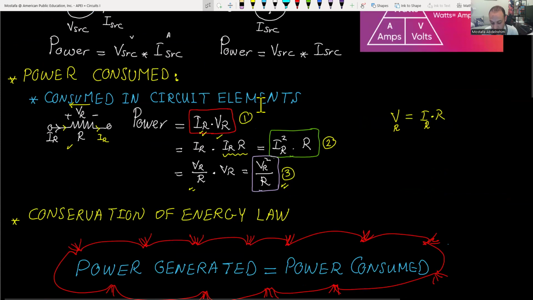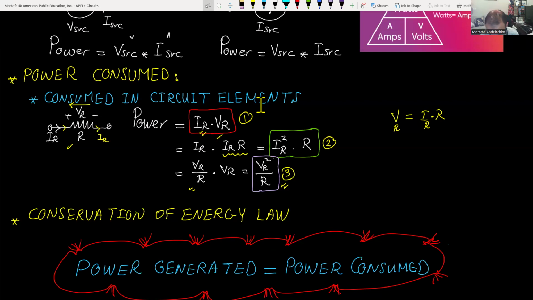The law of conservation of energy. This is very important, extremely important. Okay? Why, I'm gonna tell you in a moment. So the conservation of energy means that the power you generate is the power you consume. So the power that comes out of your sources, the voltage source and the current source, is equal to the power consumed in all your electrical elements, the passive elements.